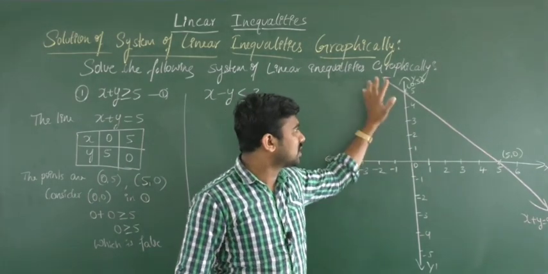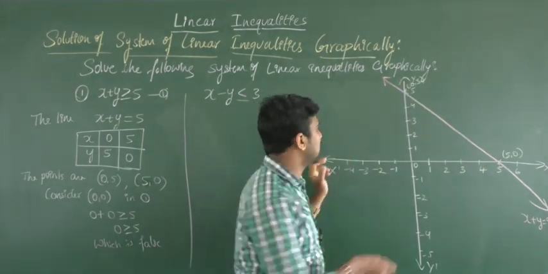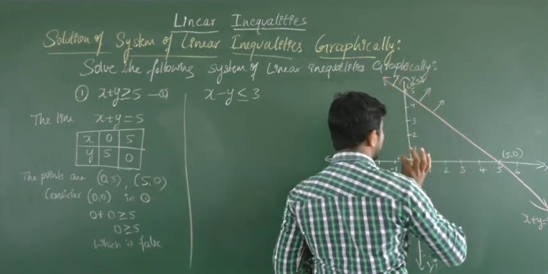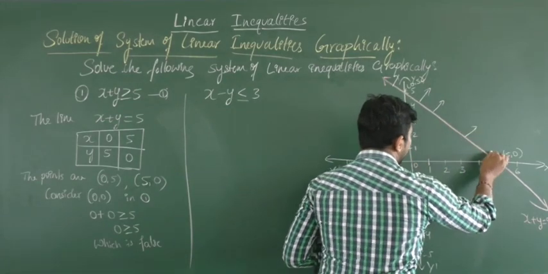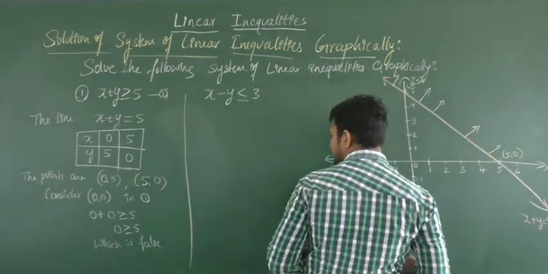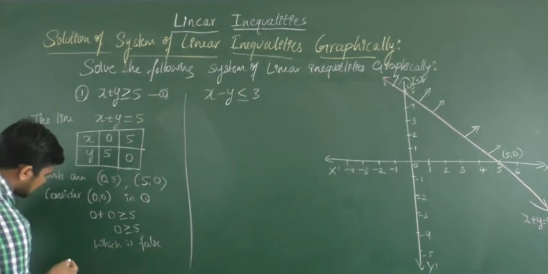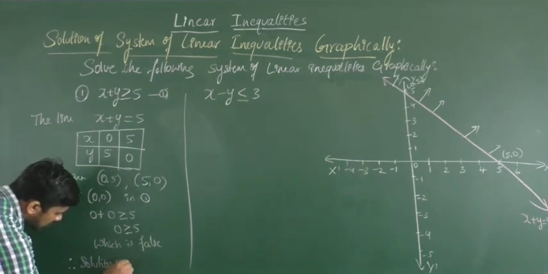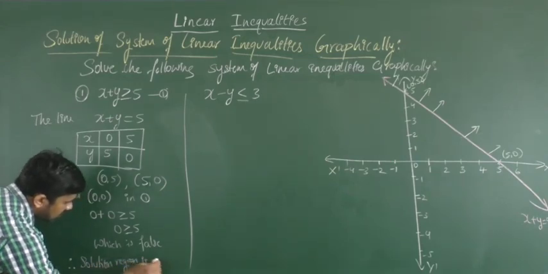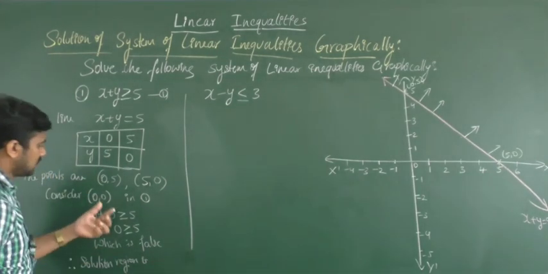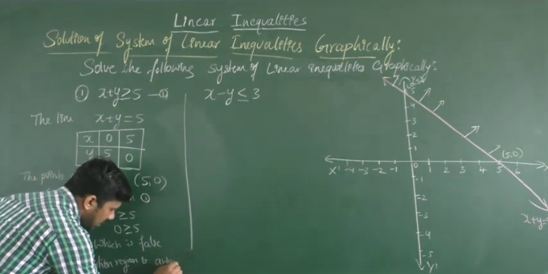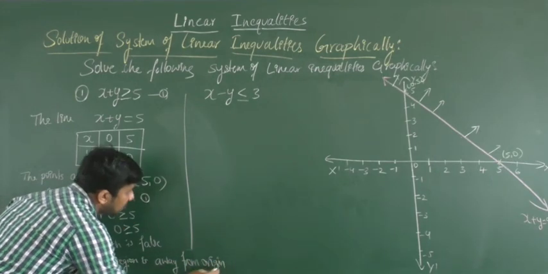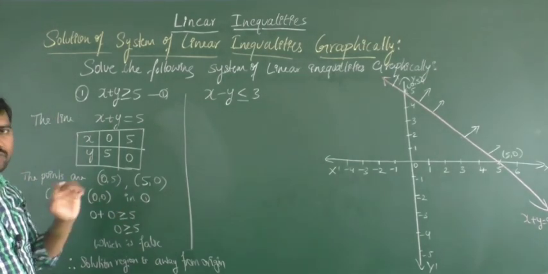So the solution region is not the lower half plane. Upper half plane is the solution region. I show the direction by a small arrow mark. Now you can give the conclusion here: the solution region is away from origin. For the first question, you got the conclusion.